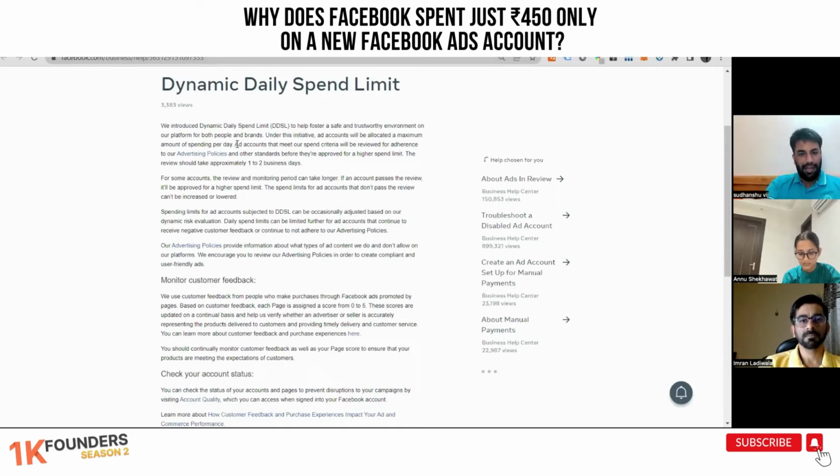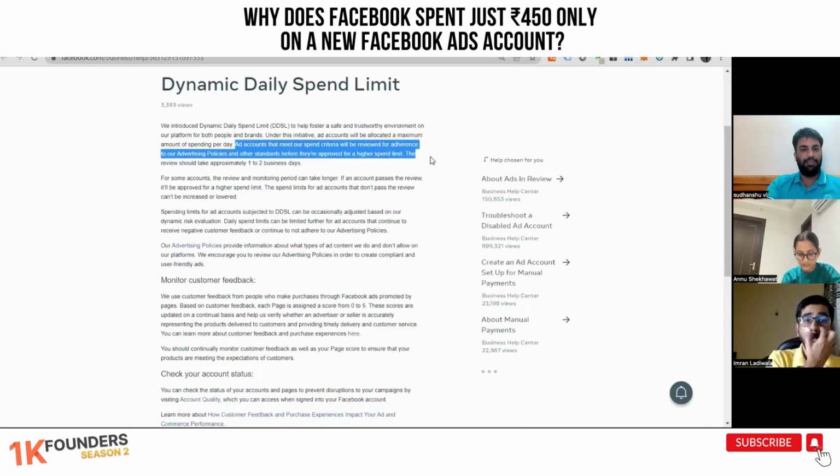You can read it right here. Ad accounts that meet our spends criteria will be reviewed once for adherence to our advertising policies and other standards before they are approved for a higher spend limit. The review should take approximately 1 to 2 business days. Okay, so that's what happened with our account.